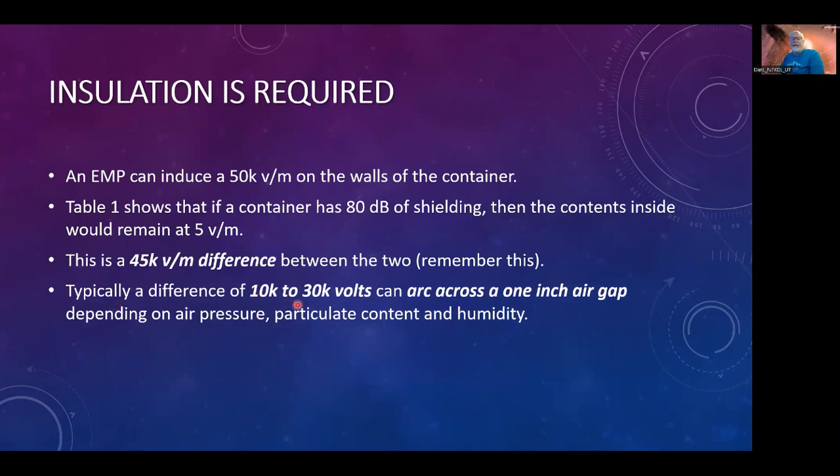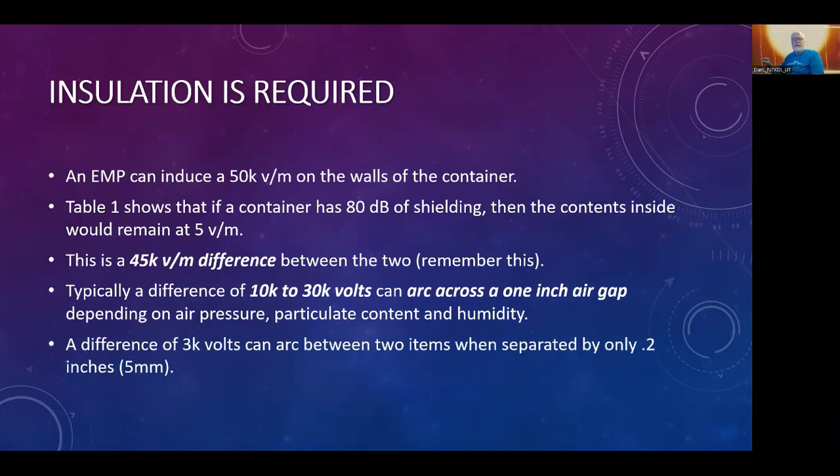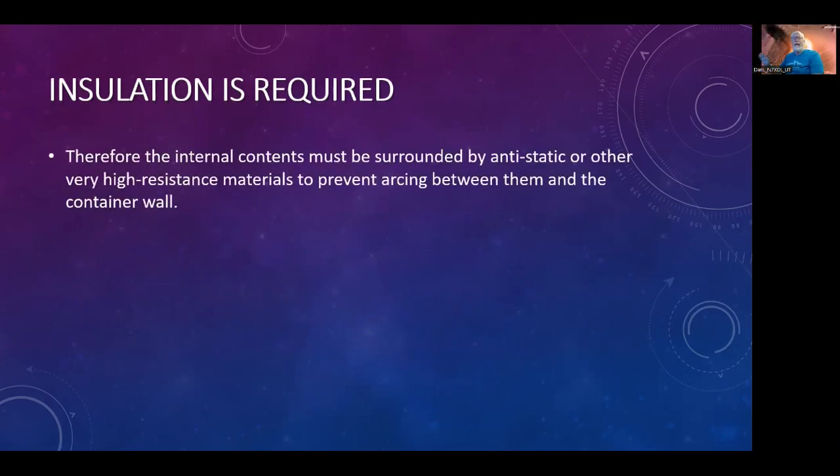Typically, a difference of 10 to 30,000 volts can arc across a 1-inch air gap, depending on air pressure, particulate content, and humidity. Also, a difference of 3,000 volts can arc between two items when separated by just less than a 1/4 inch or 5 millimeters. How thick is a piece of cardboard? Well, it's less than a 1/4 of an inch, but that is what people show that they line their cans with, because they know that insulation is required, but they do not understand.